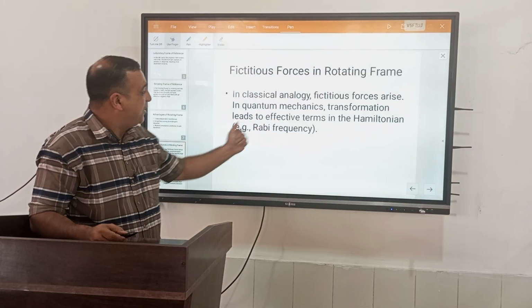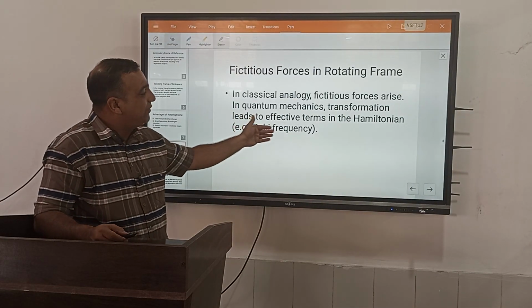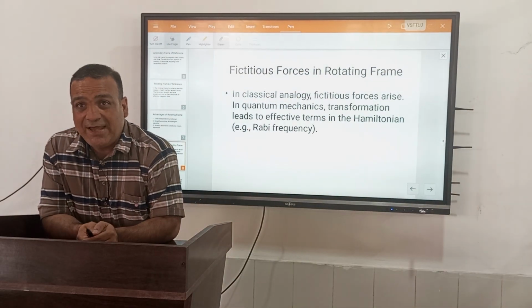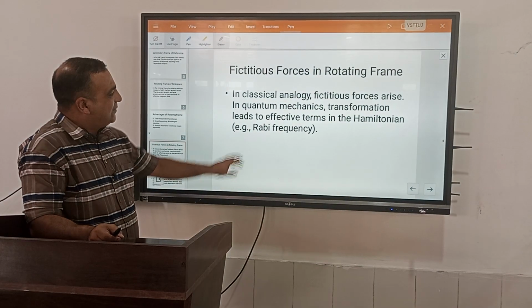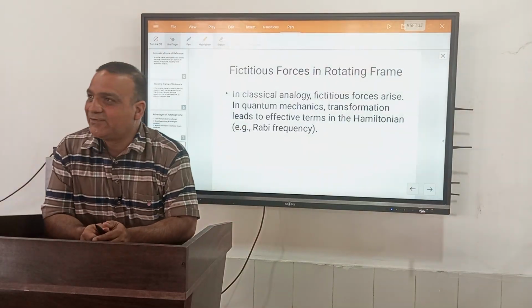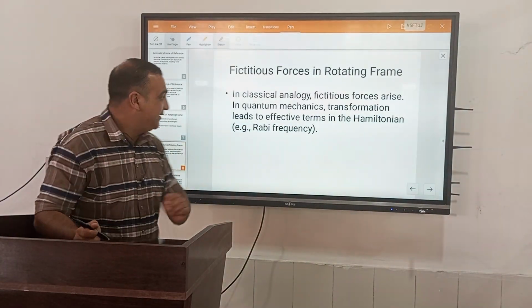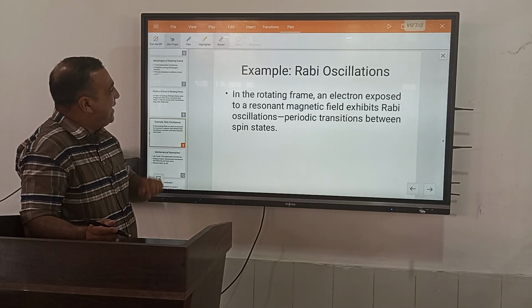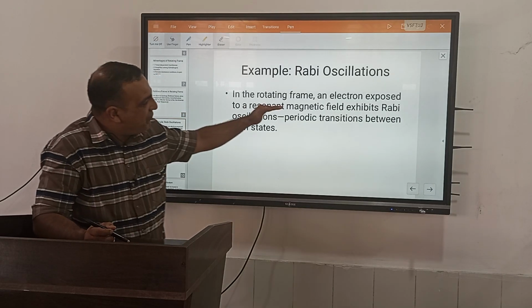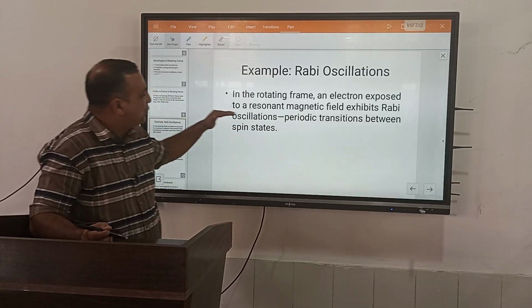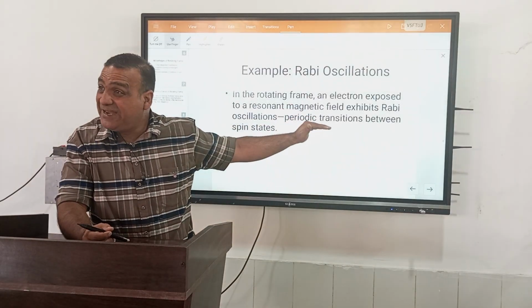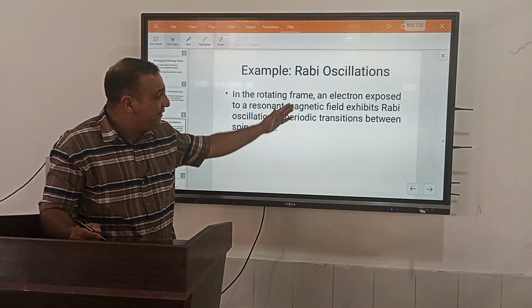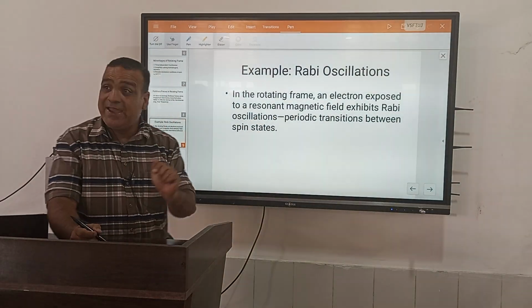We have the transformation, and this transformation leads to effective terms in the Hamiltonian. Is this right? Okay? The example of that is Rabi frequencies. We'll be discussing them in future. So you can see here, in the rotating frame, an electron exposed to a resonant magnetic field. Now you understand the resonant magnetic field. What it does, it exhibits the Rabi oscillations.